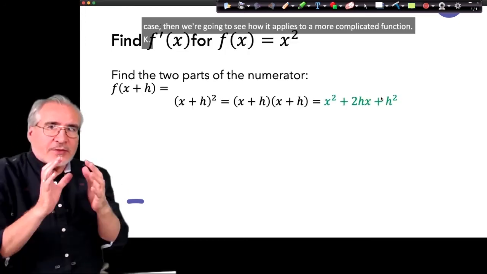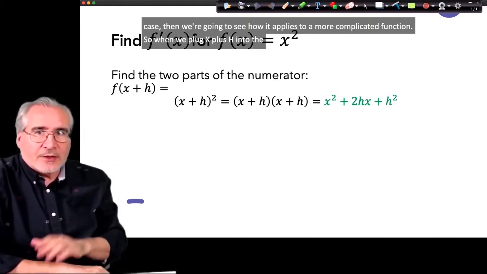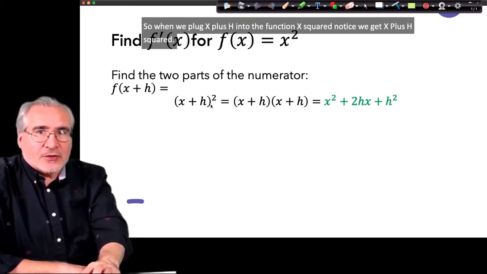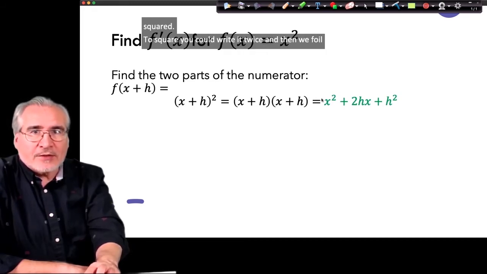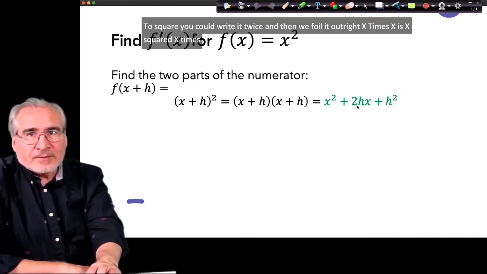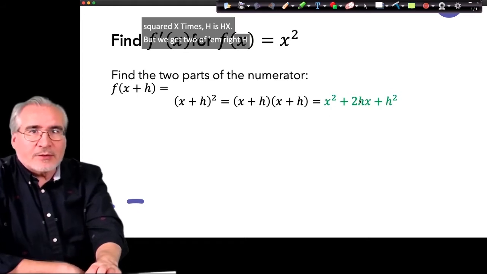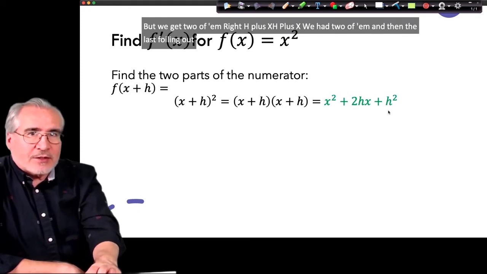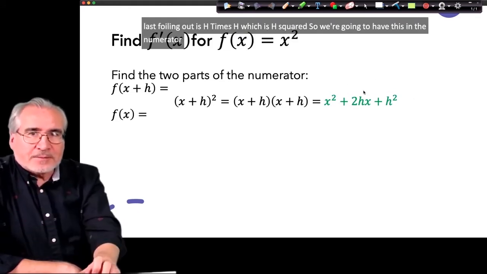So when we plug x plus h into the function x squared, notice we get x plus h squared. To square it, you could write it twice and then we FOIL it out, right? X times x is x squared. X times h is hx, but we get two of them, right? H plus x, h plus x. We get two of them. And then the last FOILing out is h times h, which is h squared. So we're going to have this in the numerator as one part.